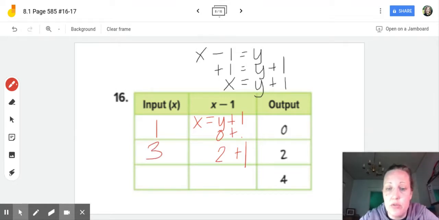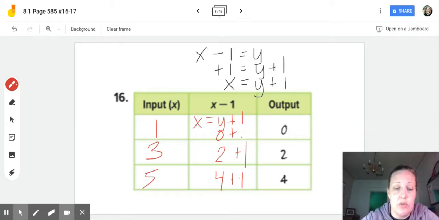Let's plug it in. What's 3 minus 1? It's 2, right? So here, what's 4 plus 1? That's 5. Let's plug it back in and see if it works. 5 minus 1 is 4, okay?